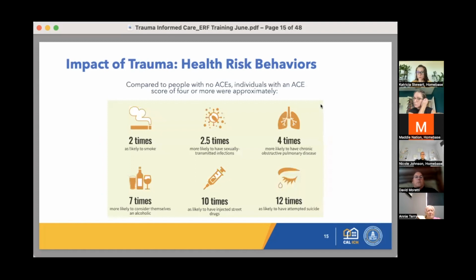Compared to folks with no ACEs, individuals with an ACE score of 4 or more were a lot more likely to do things like smoke, have STIs, be more likely to have chronic obstructive pulmonary disease, more likely to become an alcoholic, to have injected street drugs, or to have attempted suicide. And we just highlight some of these, and something that we're going to repeat throughout the presentation is to reframe our thinking from what's wrong with you to what happened to you.